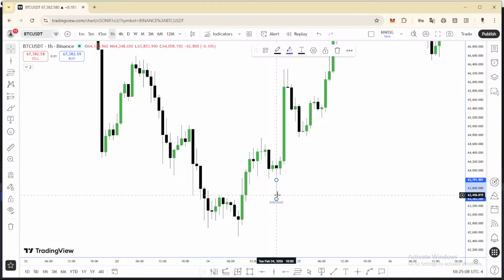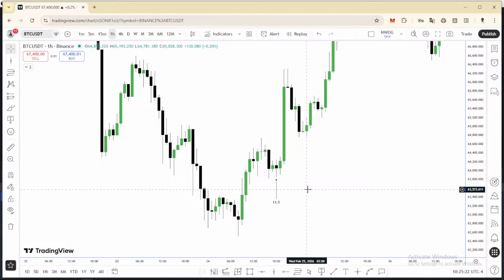Okay, so look at this. Okay, so we have a black candle right there. It's simply indicating, okay, I want to go up. Okay, and what we had there was 11.5, right? 11.5.